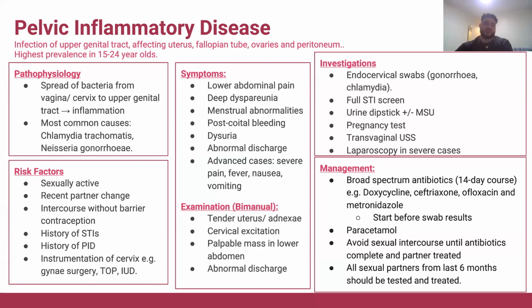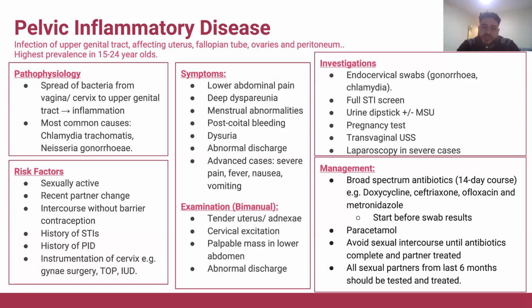So moving on to pelvic inflammatory disease. So pelvic inflammatory disease is defined as an infection of the upper genital tract, and it will affect anywhere from the uterus to the fallopian tubes, the ovaries, and even the peritoneum. And PID, we're typically thinking about a younger population, so somewhere between 15 to 24-year-olds.